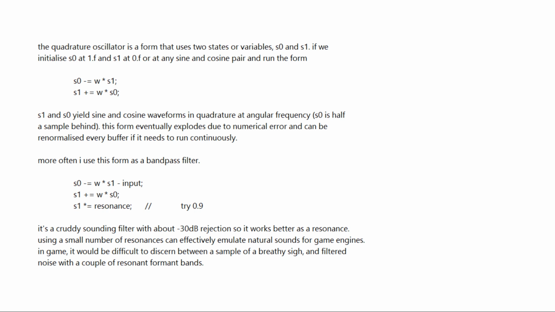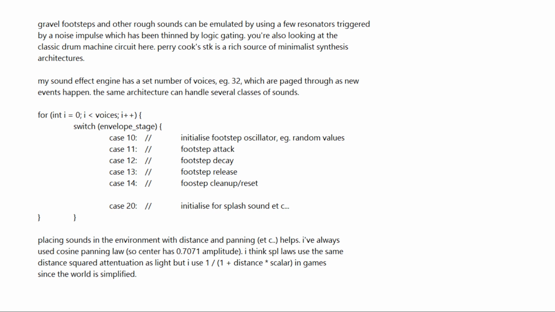More often I use this form as a bandpass filter. It's a cruddy sounding filter with about 30 decibels rejection, so it works better as a resonance. Using a small number of resonances can effectively emulate natural sounds for game engines. In-game, it will be difficult to discern between a sample of a breathy sigh and filtered noise with a couple of resonant formant bands. Gravel footsteps and other rough sounds can be emulated by using a few resonators triggered by a noise impulse which has been thinned by logic gating.